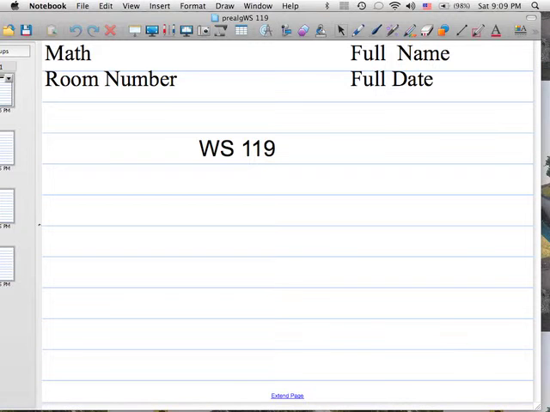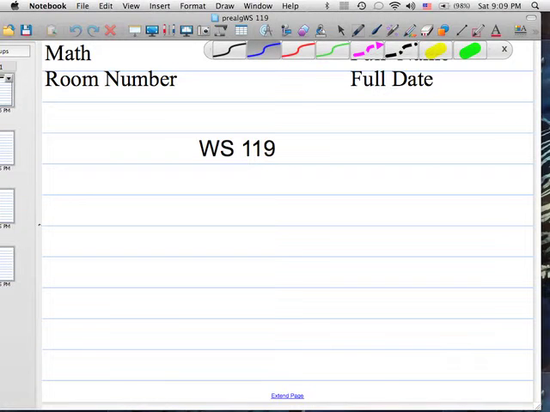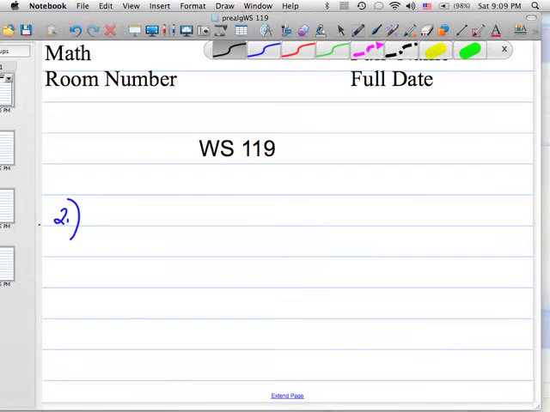Find your worksheet 119. And we're doing the evens. Head your paper, skip a line, fold it in half. Problem number 2. It says the original price was $75, the new price is $90. So X percent of the original price, 75.